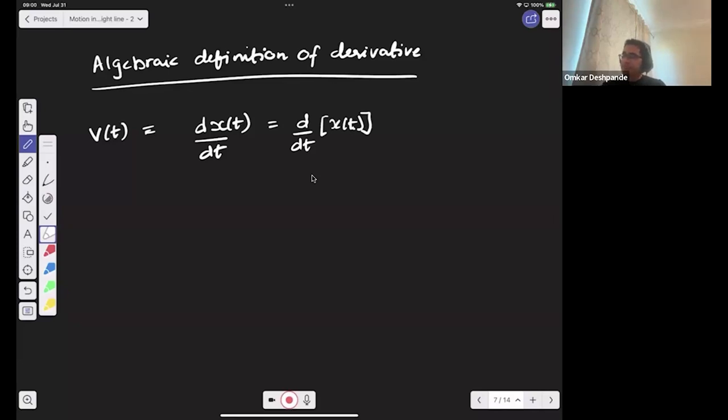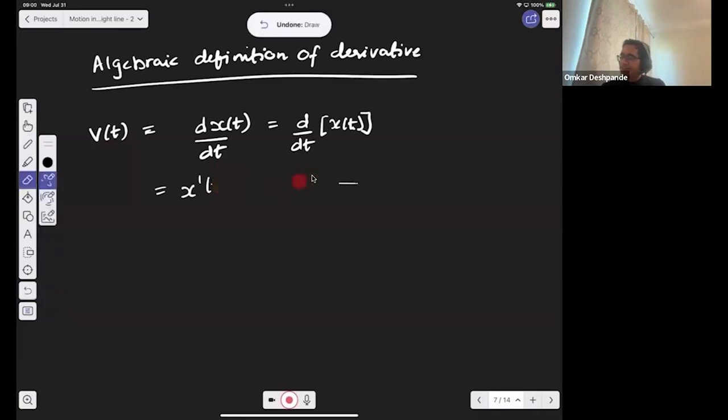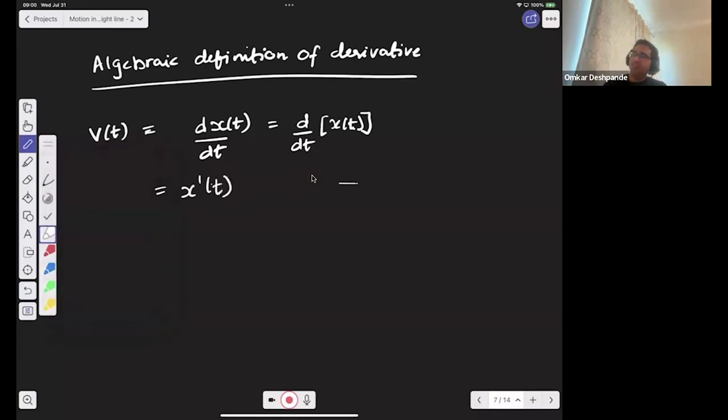Sometimes it might be denoted as x dash of t. X dash just indicates that we are taking the derivative of the function x versus t. So this is the notation used by Leibniz. This was the notation used by Newton. Newton and Leibniz developed calculus, and so their notations are different. The notation of Leibniz is what we normally study because it's more friendly.